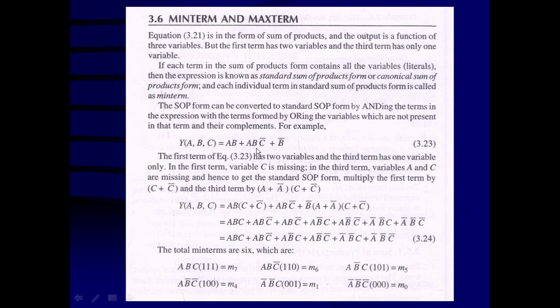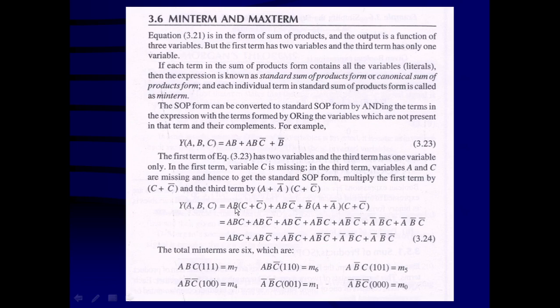The second term contains all three variables A, B, C bar, so there is nothing to do with the second term. In the third term B bar, two variables are missing, A and C. So A plus A bar is multiplied with this B bar, as well as C plus C bar has to be multiplied with this term B bar. Now using the distributive law, we can expand them. So how is it going to be expanded?